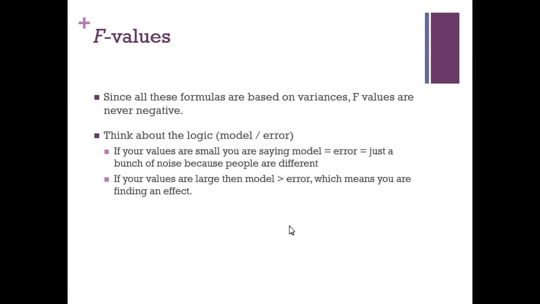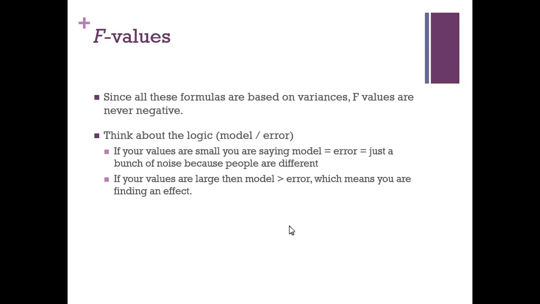Because it's all variance, F values are always positive. But stopping and thinking about the logic of this: if the values are close to 1, you're saying that model and error are equal. If model and error are equal, basically your experiment didn't work, because the variance away from the grand mean is the same as the variance within groups. You can get an F less than 1, which means you got more error than model, which is really bad. That means it's just all noise.